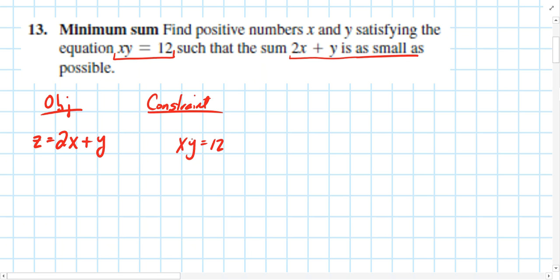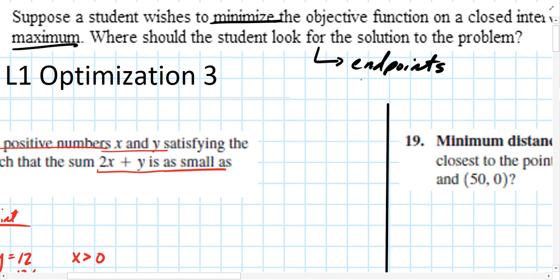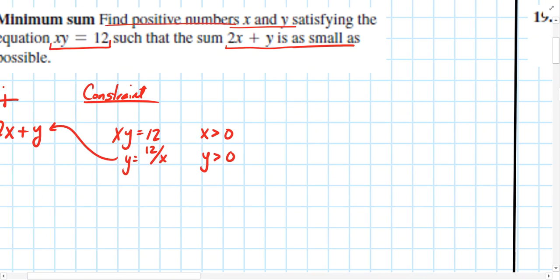Often we solve for a single variable, so I'm going to say that y is equal to 12 divided by x, and that's going to allow me to rewrite this objective function. It's also worth noting here within our constraints that x must be greater than 0 and y must be greater than 0. We were told that we're dealing with positive numbers. That doesn't really have an impact on the equation per se, but it does help us in a situation like this to identify our endpoints.